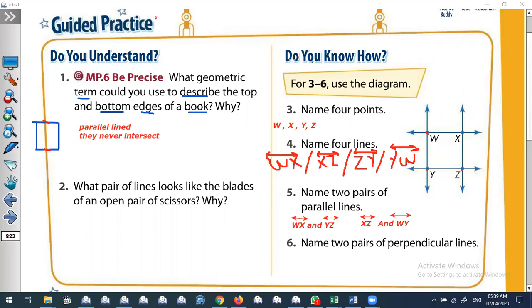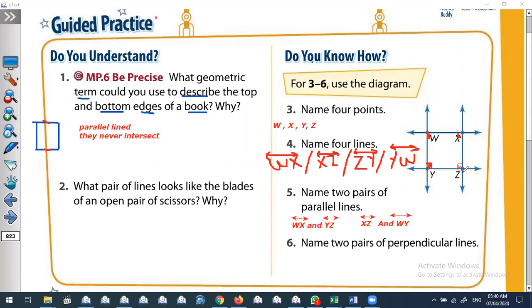The next one, name 2 pairs of perpendicular lines. Perpendicular lines should have a square corner, which is a right angle, like that. And also like this square corner, and this square corner, and this square corner. I need just 2. So I can say the line WX and XZ.